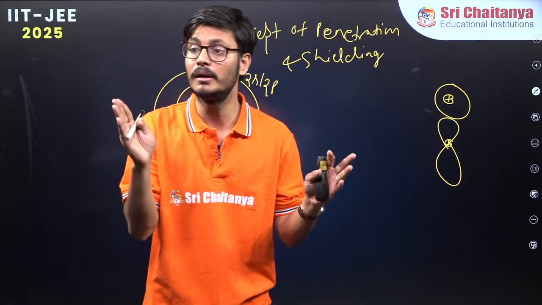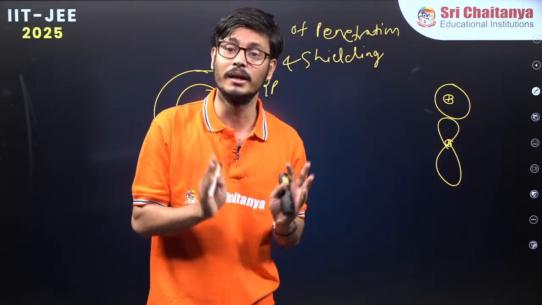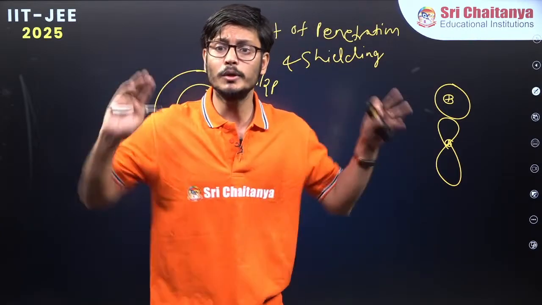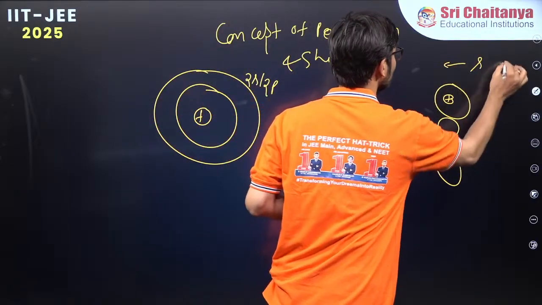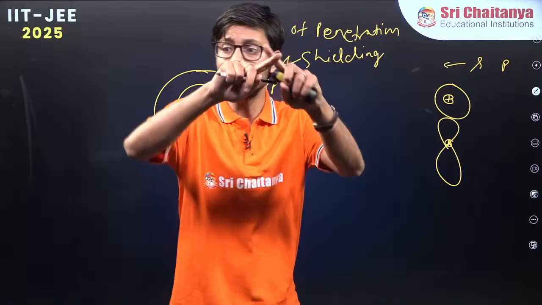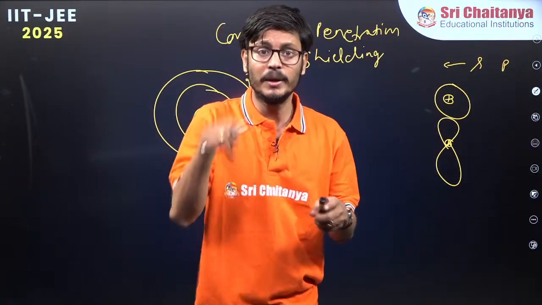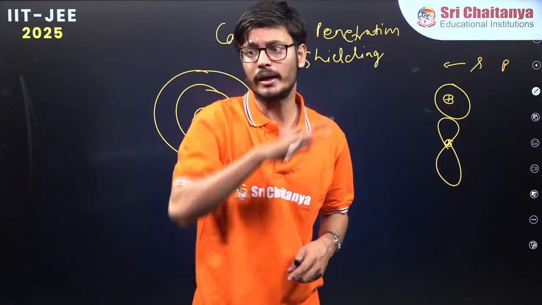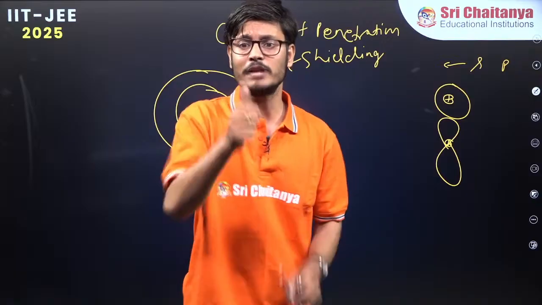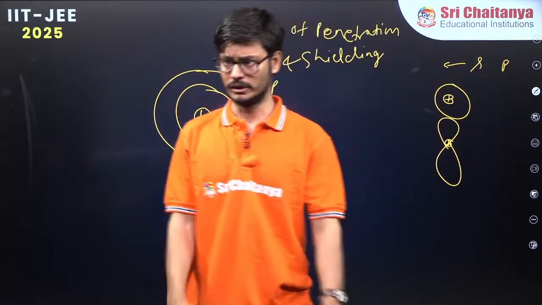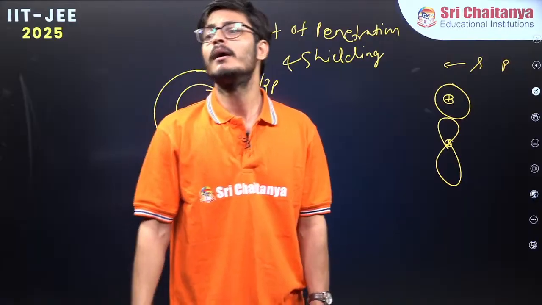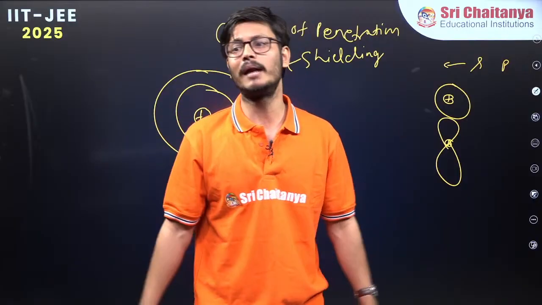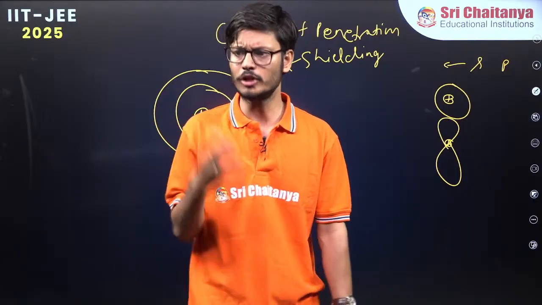P's shape is dumbbell, and s's shape is spherical. Now my question is, in the nucleus, which will be more attracted, S or P? S is getting attracted from all the directions, P is getting attracted only from these two directions. Which will have more attraction, S or P? S, very good, S orbital.